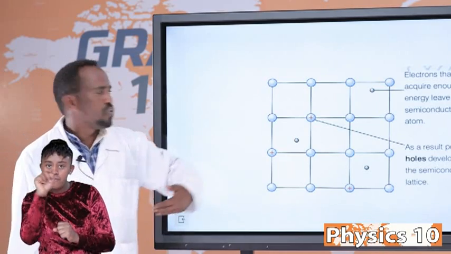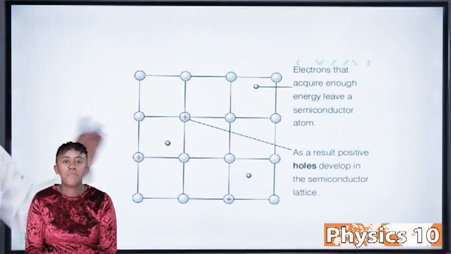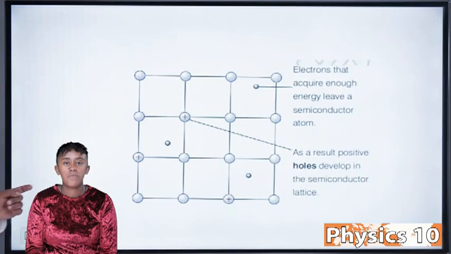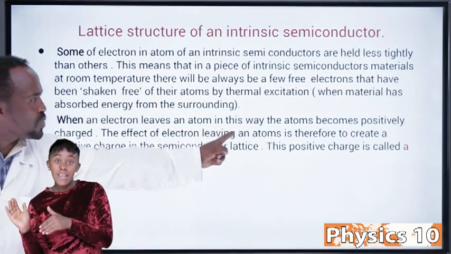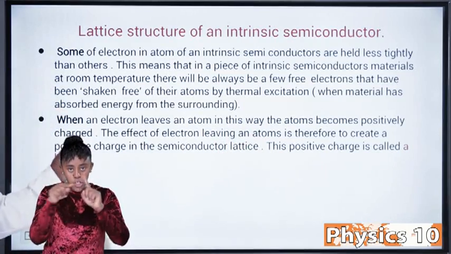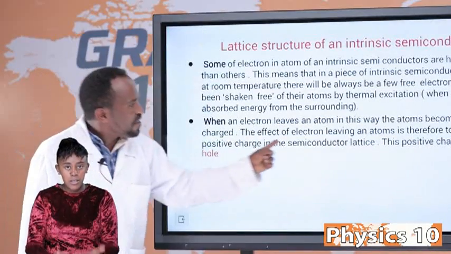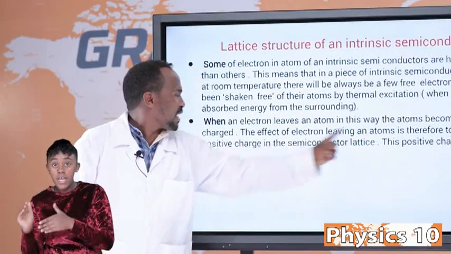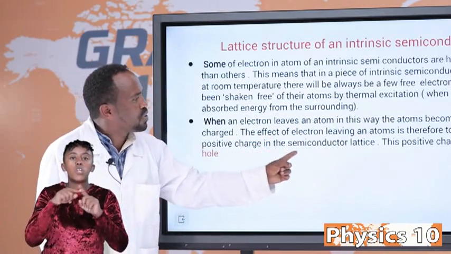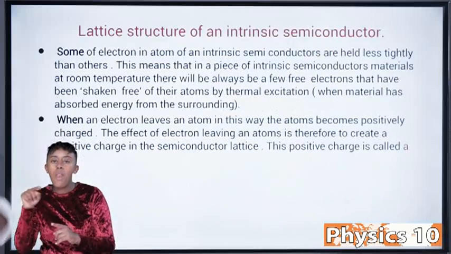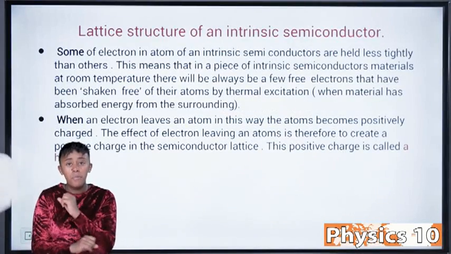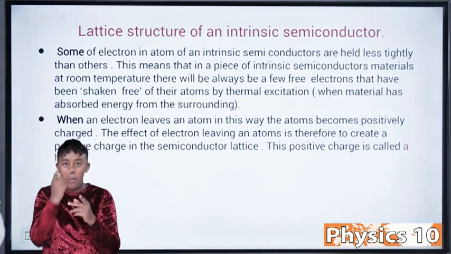While the electron goes away from this, a hole is formed. Therefore, when an electron leaves an atom in this way, the atom becomes positively charged. The effect of an electron leaving an atom is therefore to create a positive charge in the semiconductor. This positive charge is called a hole. A hole is formed when an electron is detached from the parent atom.